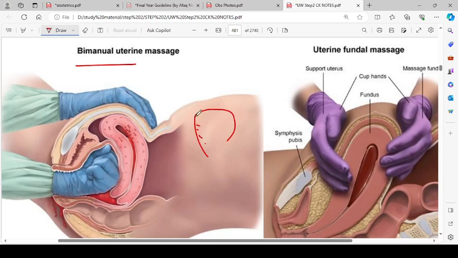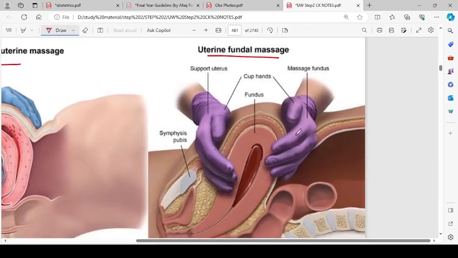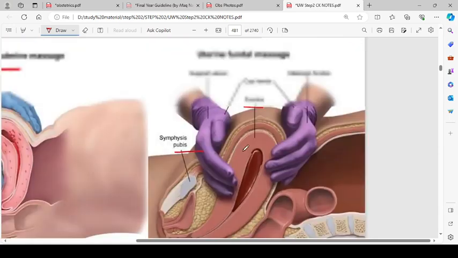So to stop that from happening, the uterus must shrink, right? There must be contraction, and if that contraction is not occurring, then there is nothing to stop the blood and there can be severe postpartum hemorrhage. To avoid that, we can do the bimanual massage like this, or we can do uterine fundal massage like this. Support uterus, massage the fundus. These are cup hands, this is the fundus, this is symphysis pubis, and we do it like this.